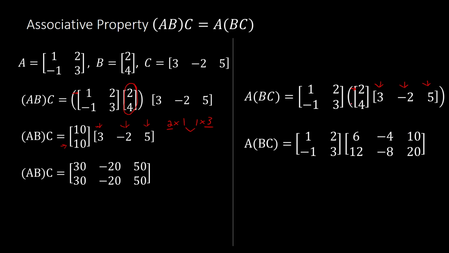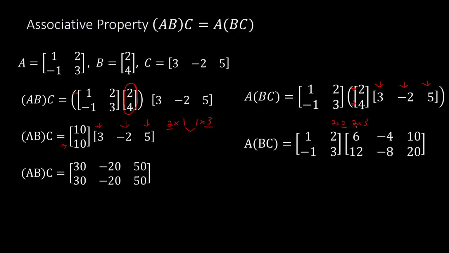And then repeat now for the second row. 3 times 4 is 12, and then negative 2 times 4 is negative 8. 5 times 4 would give me 20. So now I can multiply these two matrices together, where this one's 2 by 2, and the other one is a 2 by 3.